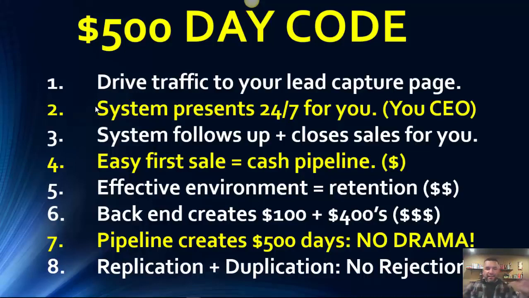So anyway, that's what our effective back-end environment creates, retention, number five. And retention, that first little money that came in number four, well, number five keeps it coming month after month after month. That's more money, passive, recurring monthly cash flow. So now what the back end of our training system also does is it puts people in front of the optional upgrade offers we have in the back office. And when people realize that they want and they need that information, that training to get better, elevate their own skill sets, they go buy it.